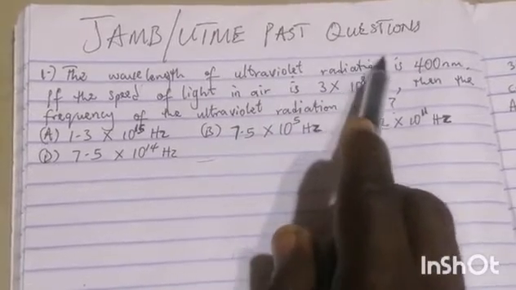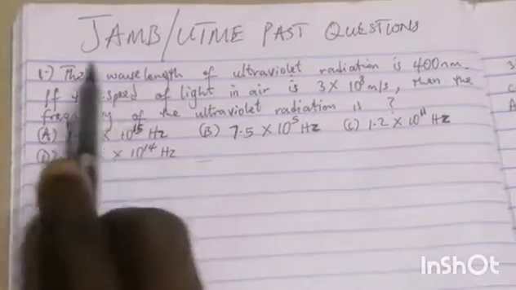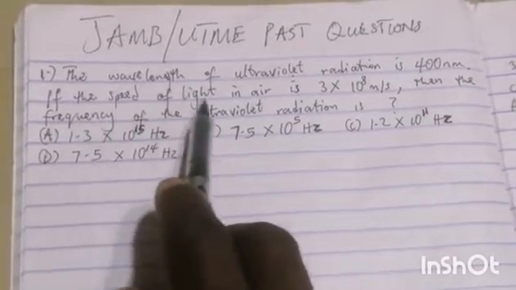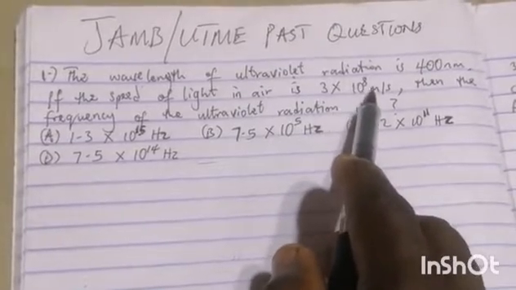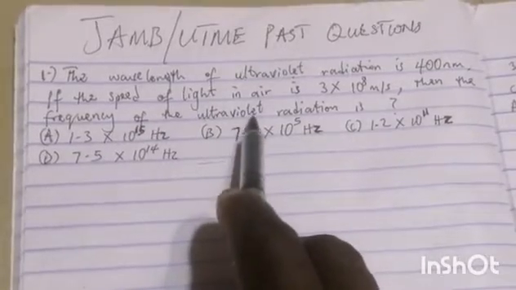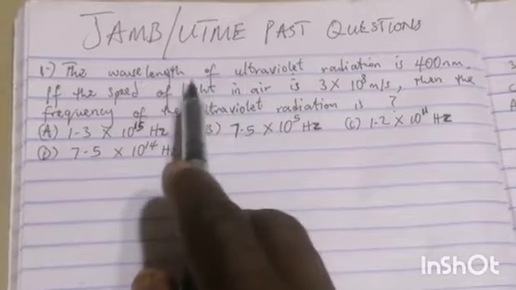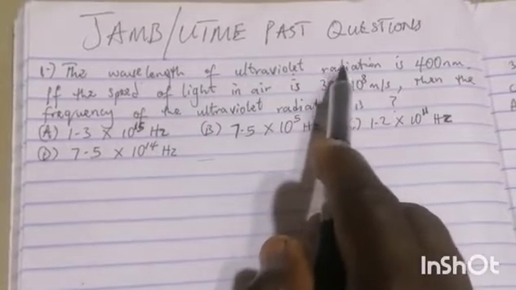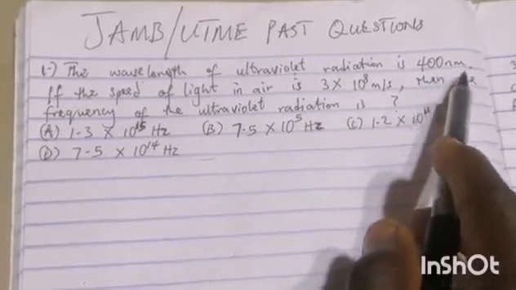ultraviolet radiation is 400 nanometer. If the speed of light in air is 3 times 10 raised power 8 meter per second, then the frequency of the ultraviolet radiation is dash. So in other words, they gave us the wavelength of this ultraviolet radiation as 400 nanometer.